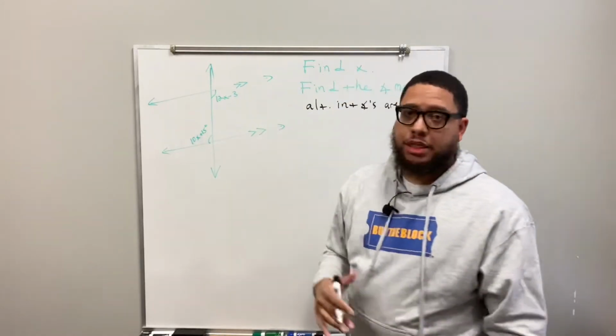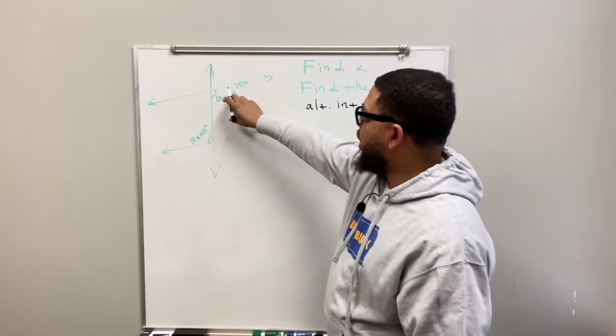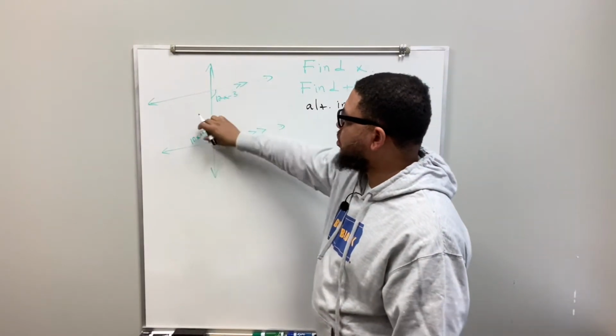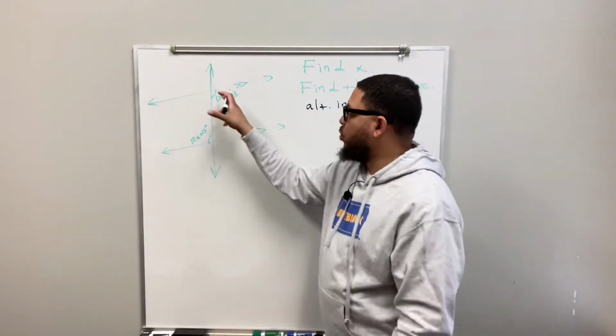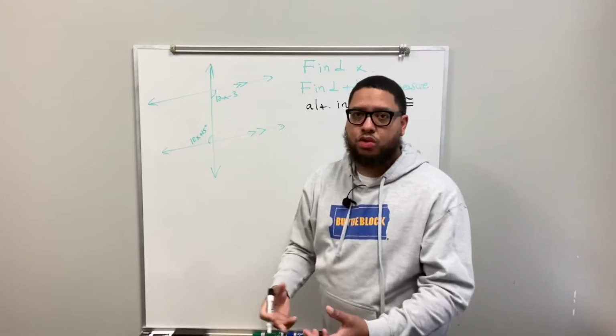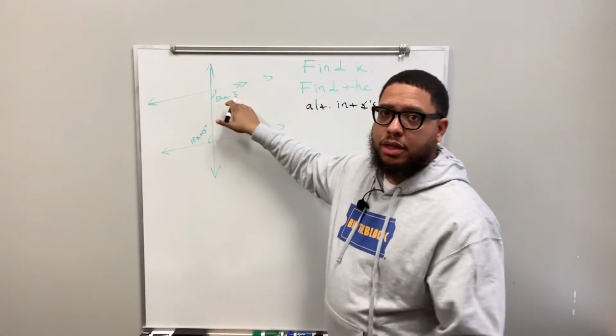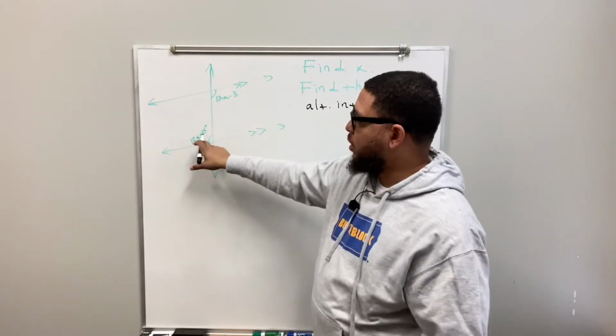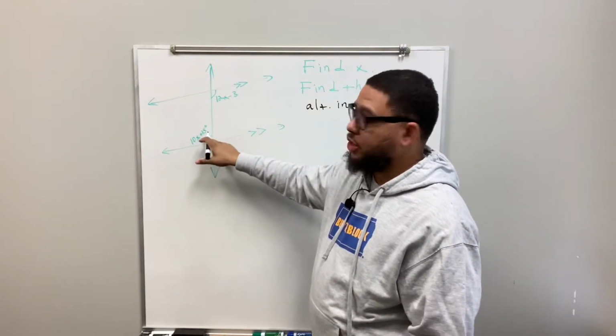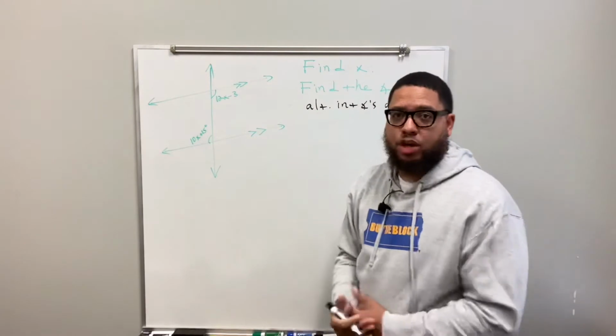So from that information, I can create an equation. The measure of this angle is equal to the measure of this angle. Now, I don't know the exact measure of this angle numerically, but I know this expression right here represents the measure of that angle, and this expression right here represents the measure of the other angle. So that's how I set up my equation.